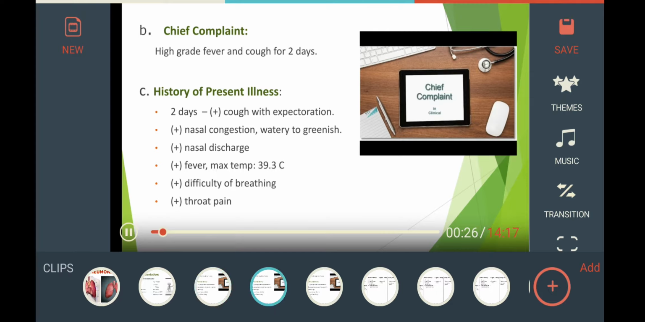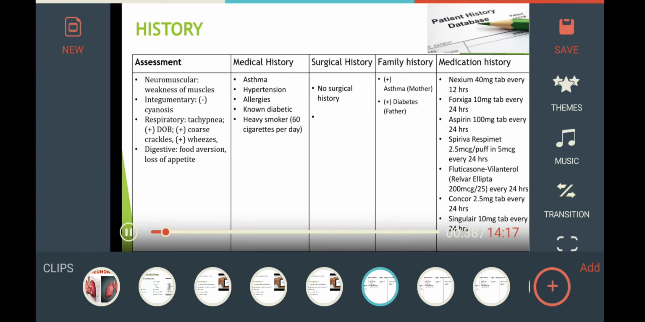Nasal congestion, watery to greenish nasal discharge, fever with a maximum temperature of 39.3, difficulty of breathing, throat pain. Assessment: muscular weakness, cyanosis, tachypnea, decreased breath sounds, coarse crackles, wheezes.